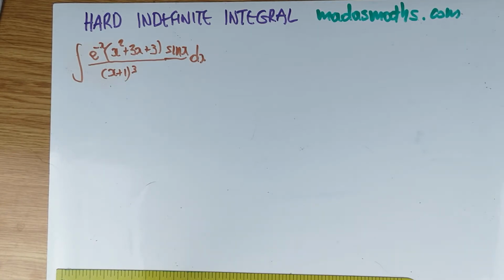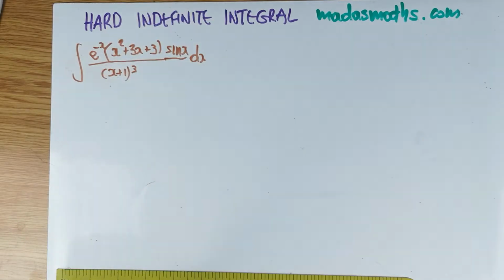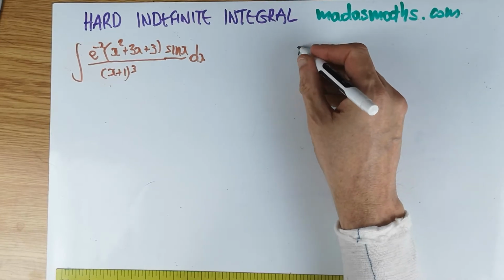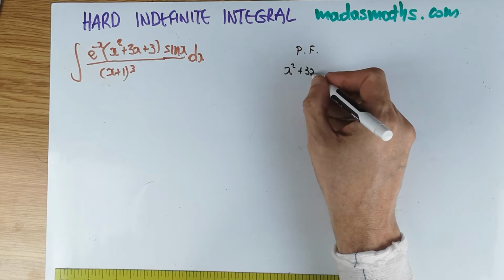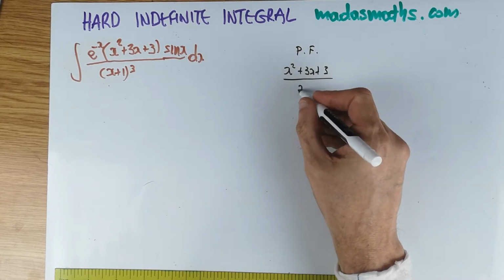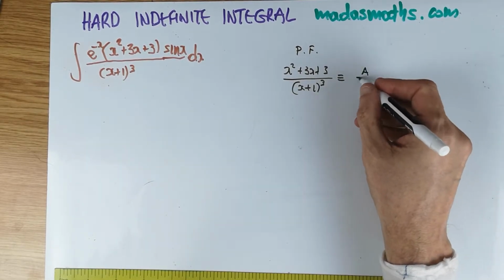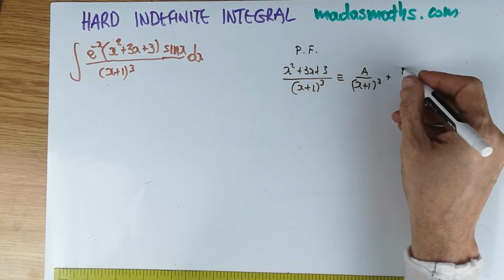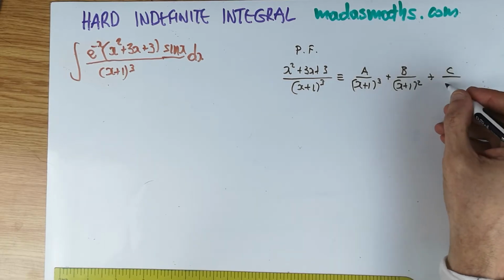Before I tell you what kind of patterns are involved in there, I'm going to take this algebraic part and split it into partial fractions. I hope it doesn't take too long. So by partial fractions, x squared plus 3x plus 3 over x plus 1 all cubed will be identical to something over that, plus something all to the power of 2, plus something to the power of 1.